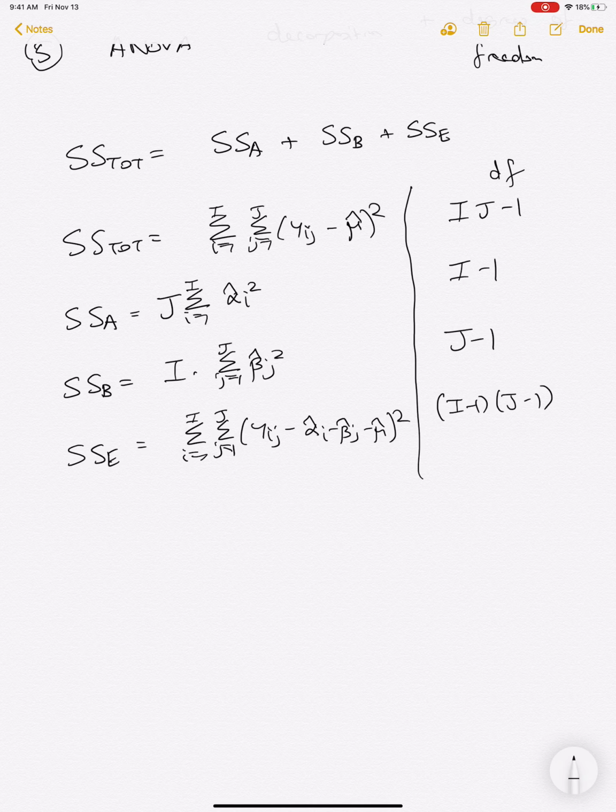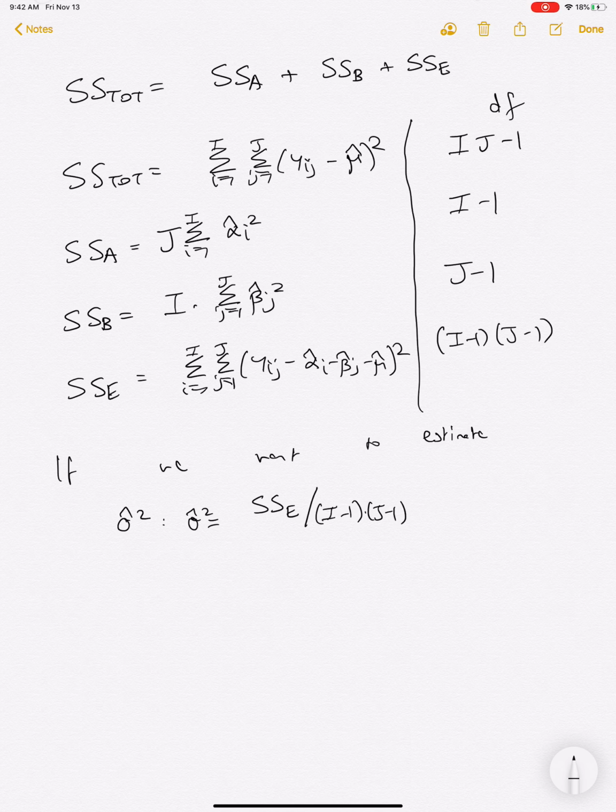And I should also add that to estimate sigma hat squared, we just use SS error divided by (I minus 1)(J minus 1), because that makes the most sense if you consider the model that we're looking at here, and that corresponds exactly to the estimate that we used before for the within group sum of squares.